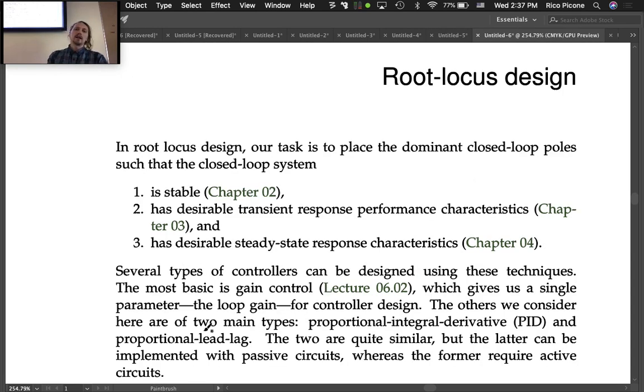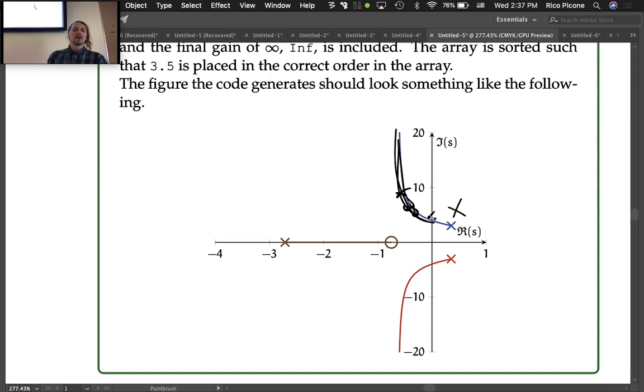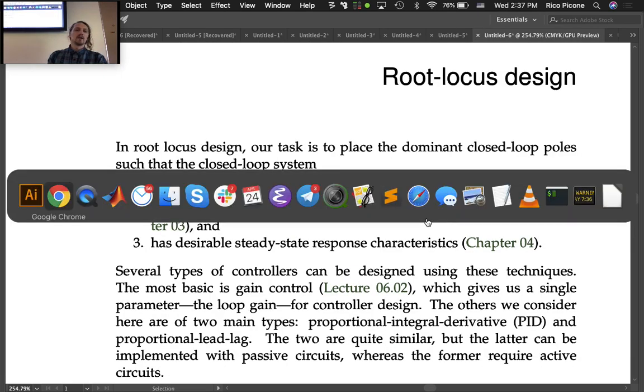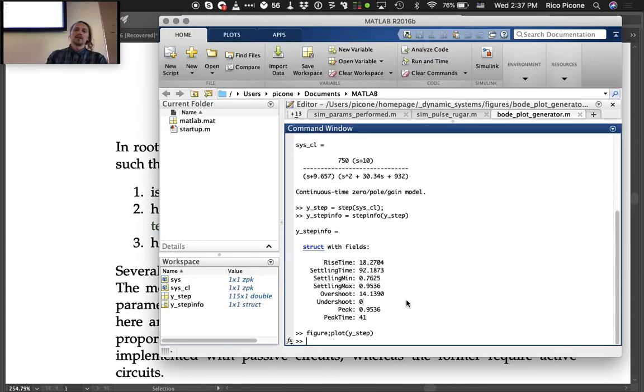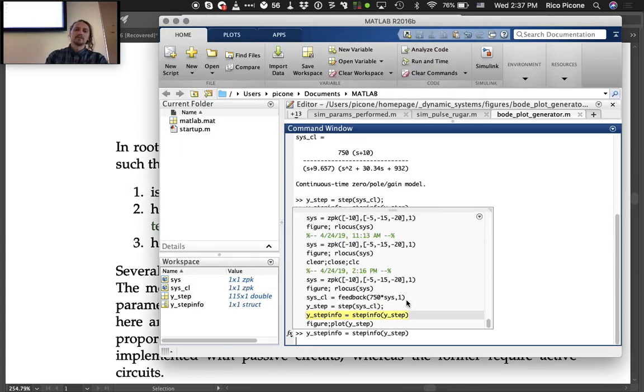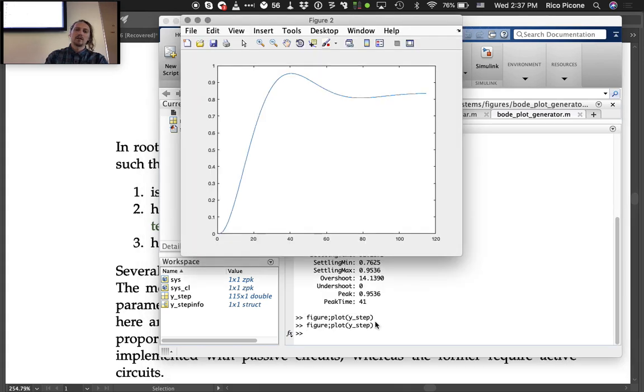Great. And three, desirable steady state response characteristics. Did you notice that the little step response that we did last time was actually... Oh, I closed it. Figure, plot y step. Is that not what I should do? Yeah. Did you notice that this is not going to 1? Okay. So we put our command at 1. That's this unit step command at 1, and it's going to like 0.85. So there's a steady state error there. That's not cool. We don't want that.